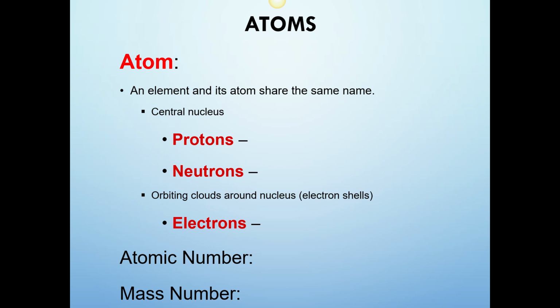Then we have the atomic number and the mass number. The atomic number is the number of protons in the atom. This is how we organize our elements on the periodic table of elements. They're ordered in increasing atomic number, so that's the number of protons. The mass number is the number of protons plus neutrons in an atom.